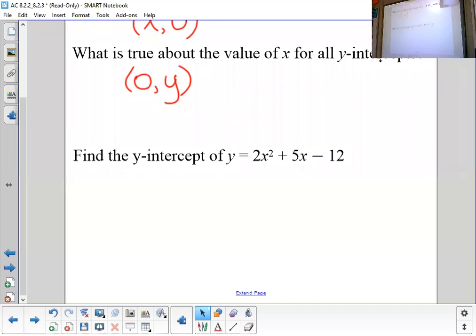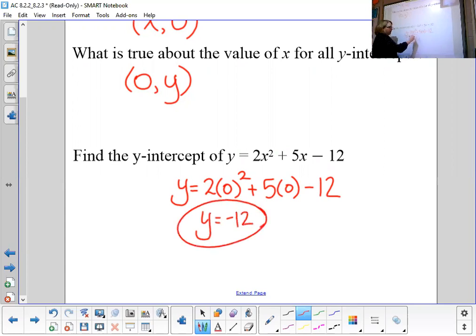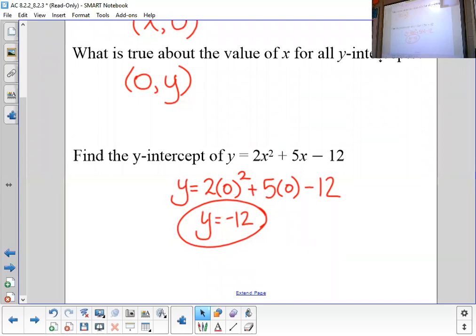Now remember, when you're finding a y-intercept, and this is true for any equation, not just quadratics, all you have to do is plug 0 in for x. So if I plug 0 in for x, I get 0 squared, which is 0, times 2 is still 0, plus 5 times 0, also still 0. So negative 12. My y-intercept is negative 12. How many of you got that right? Okay, fantastic.